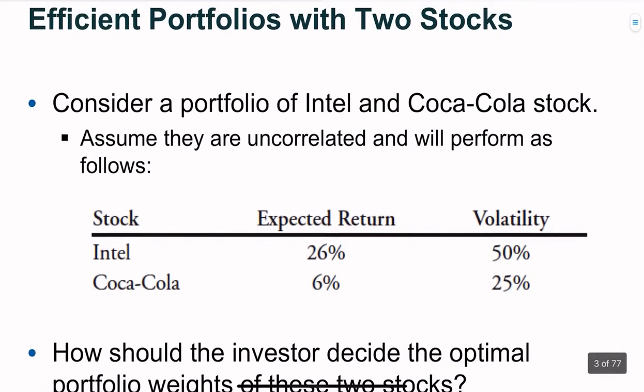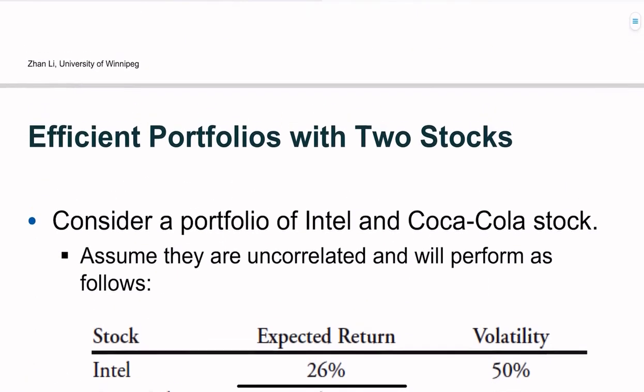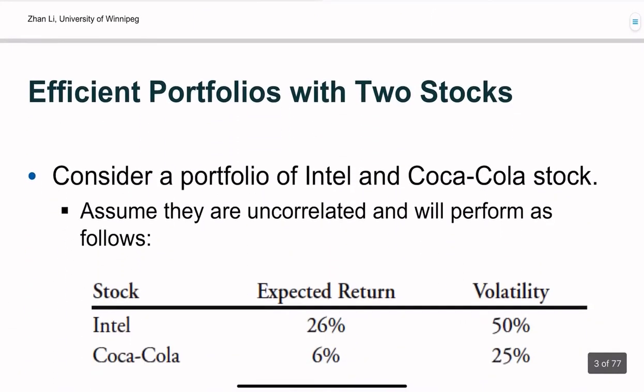Okay, now let's look at the example. We will start with a very simple case of two stocks, and we will use the two stocks to build an efficient portfolio, and then we will consider more complicated cases. And I also want to point out that the definition here is not very good. If you proceed and see how these examples work, I'm pretty sure you will get a clear idea what an efficient portfolio is, and what an inefficient portfolio is.